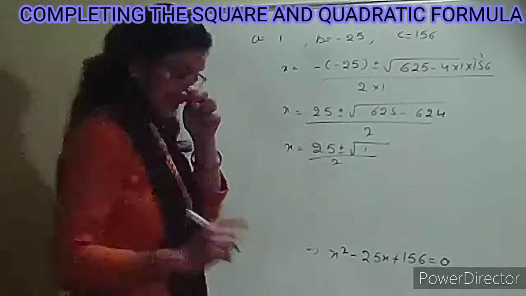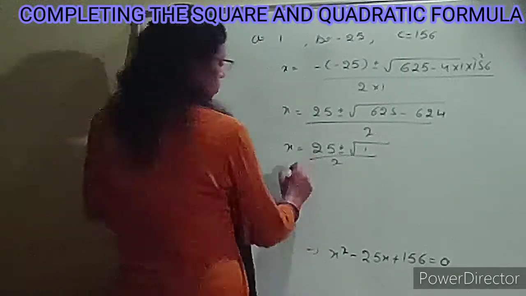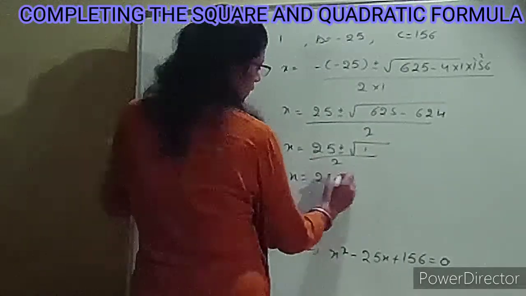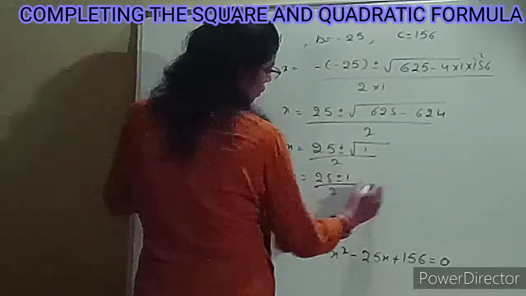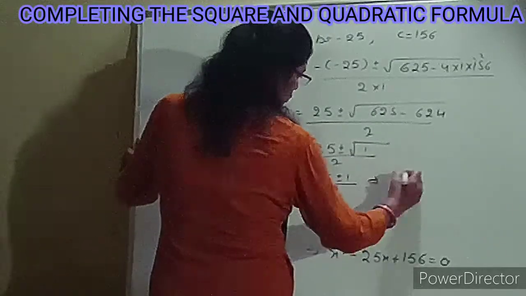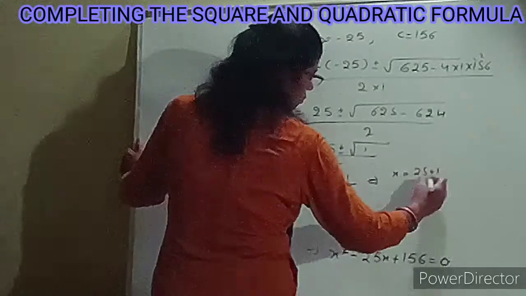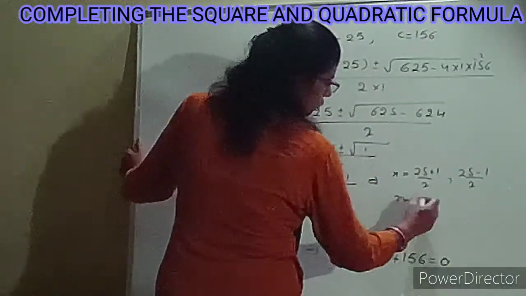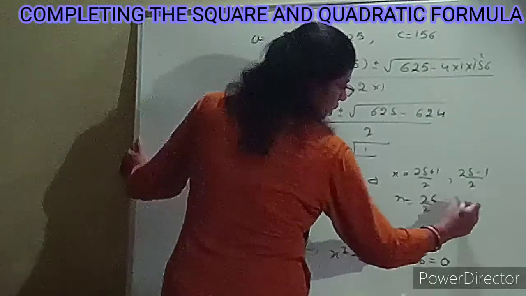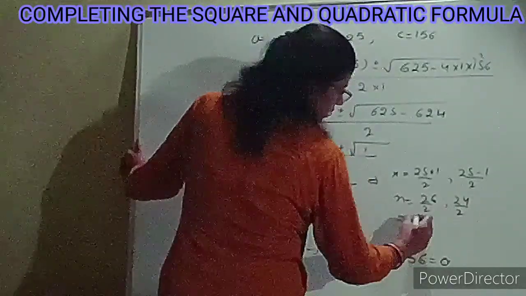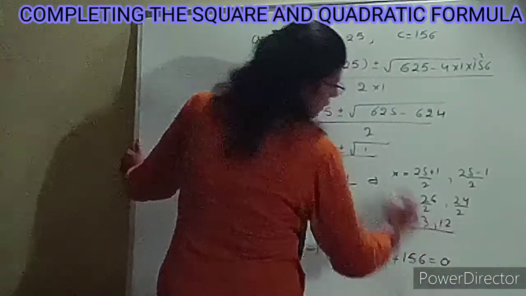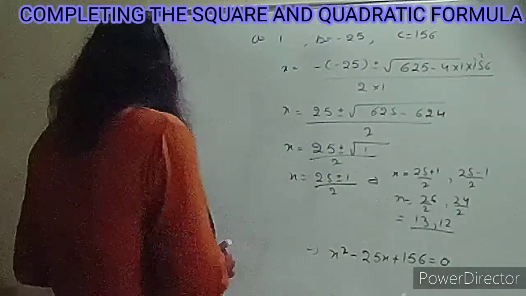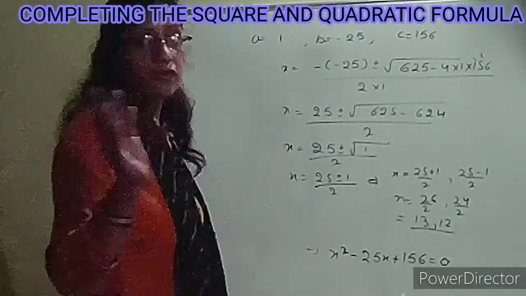Once you take positive, once you take negative. So the value of x will get 25 plus minus 1 upon 2. So we will get x is equal to 25 plus 1 upon 2 and 25 minus 1 upon 2. So what is the 26 upon 2 and 24 upon 2. So that means 13 comma 12. So what is the marks x? Marks x is the marks of mathematics.